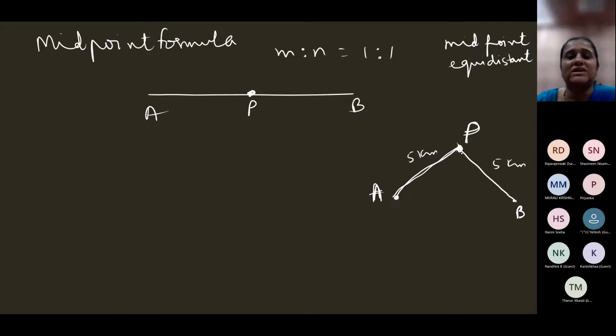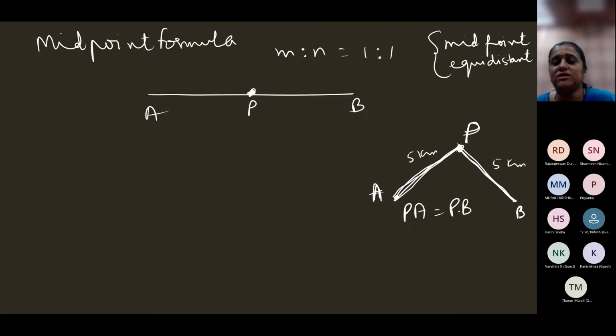When it's given that P is equidistant from A and B, this is how we draw. PA is equal to PB like this. They need not be collinear. So like this we draw. So get the difference between midpoint and equidistant. Midpoint is here. P is the midpoint of AB. Equidistant is here. P is equidistant from A and B. So that means the condition is PA is equal to PB. Here the condition is PA, the distance PA, is equal to the distance PB.